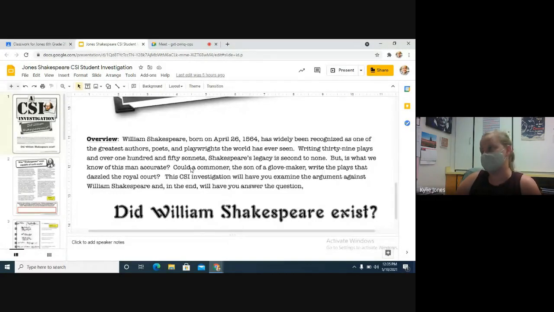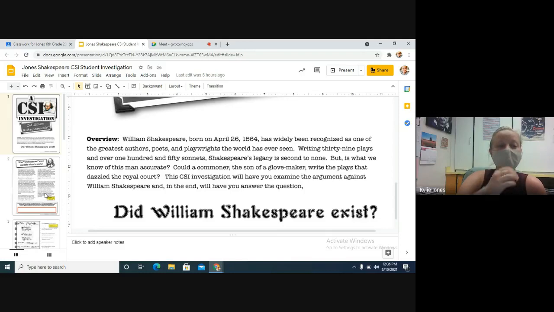Our overview. William Shakespeare was born on April 26, 1564. He has widely been recognized as one of the greatest authors, poets, and playwrights the world has ever seen. Writing 39 plays and over 150 sonnets, a sonnet is a type of poem, Shakespeare's legacy is second to none. But is what we know of this man accurate? Could a commoner, the son of a glove maker, write the plays that dazzled the royal court? This CSI investigation will have you examine the argument against William Shakespeare, and in the end, we'll have you answer the question, did William Shakespeare exist? I guess we'll find out.